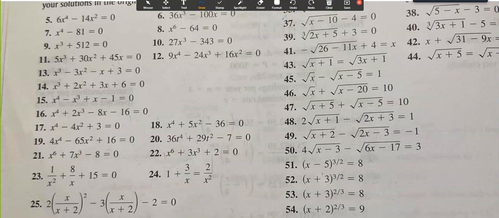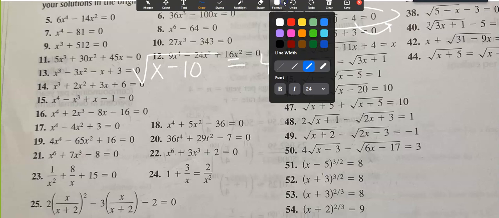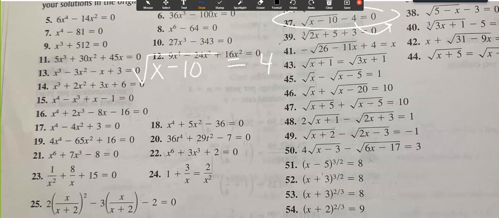All right, pick another one. Let's do 37. 37, okay. So looks like I want to move that 4 to the other side. So the square root of x minus 10 equals 4. Now you tell me what to do. Now that I have the radical by itself, what am I going to do to get rid of it? What's the opposite of taking the square root? Square it? Square both sides. Gotcha.